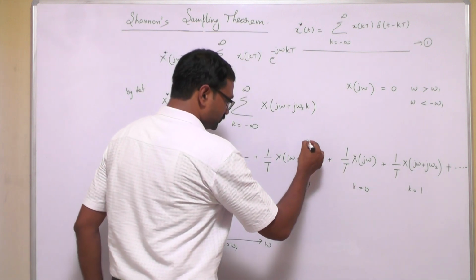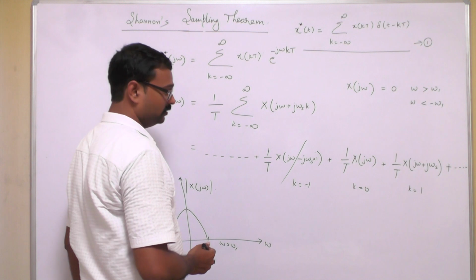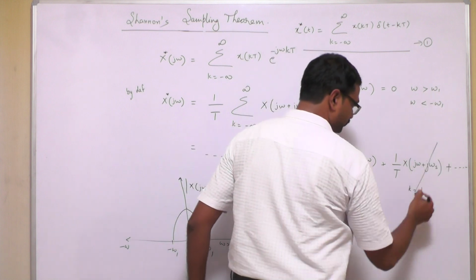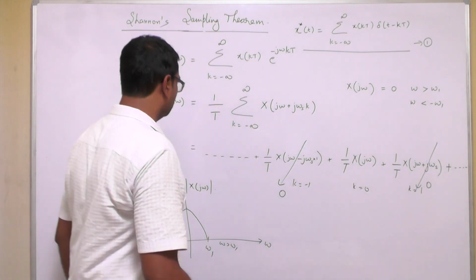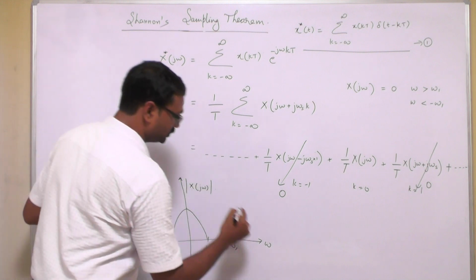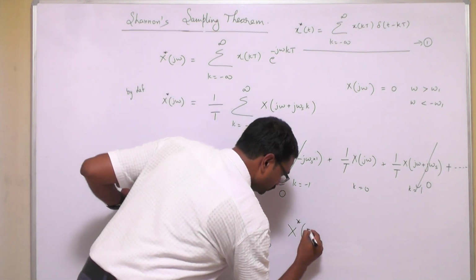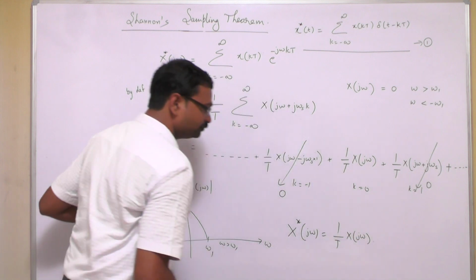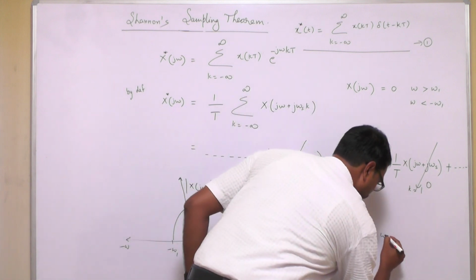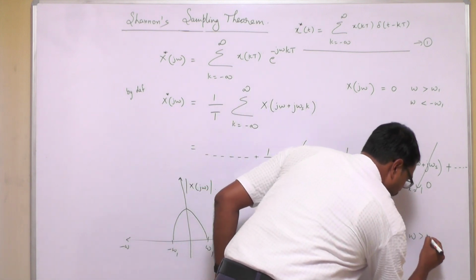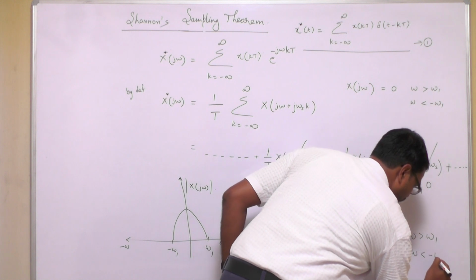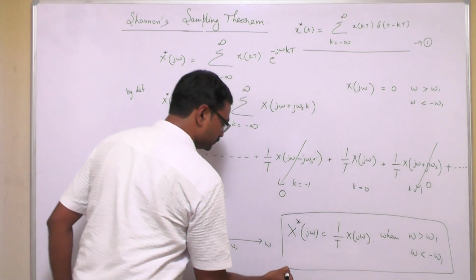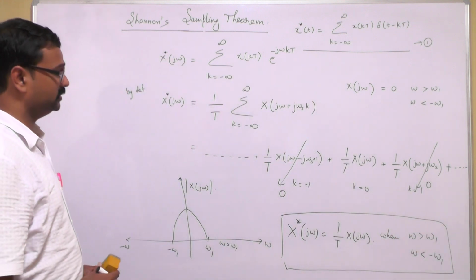So you can say now this is a frequency spectrum which is going to 0, and this is a frequency spectrum which is going to 0. Therefore, what is x star of j omega from this function? x star of j omega is equal to 1 by T x of j omega when omega is greater than omega 1 and omega is less than minus omega 1. So this is the condition.